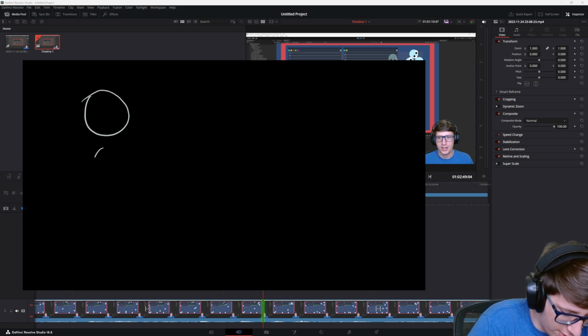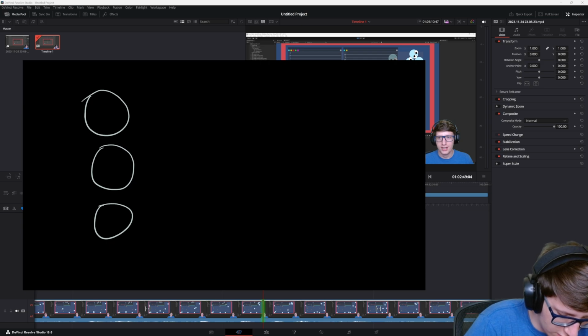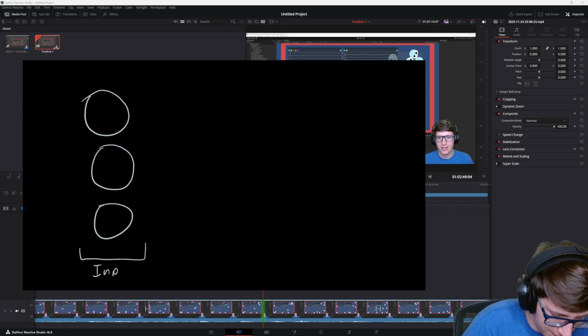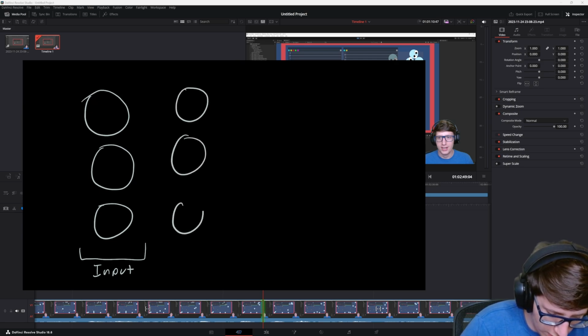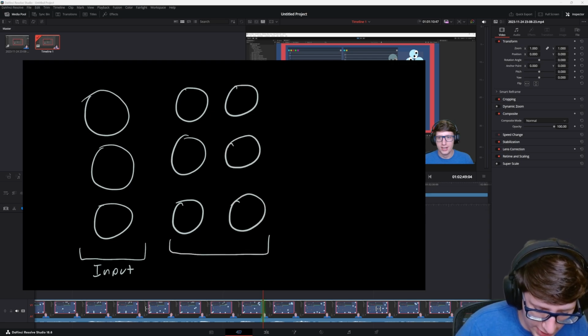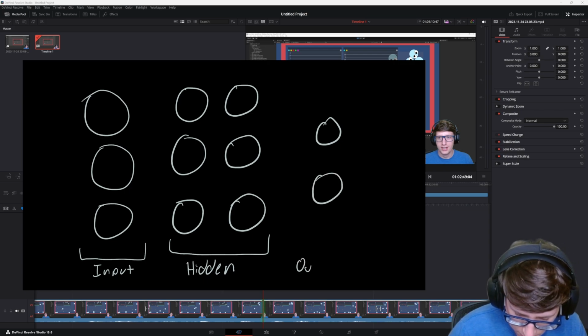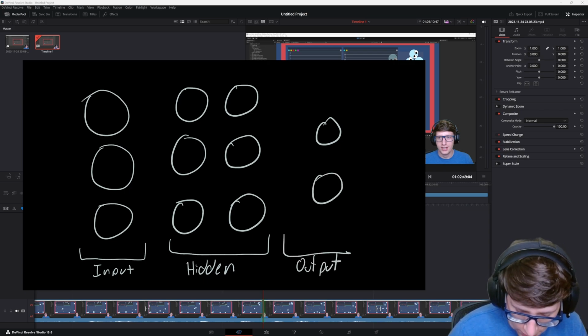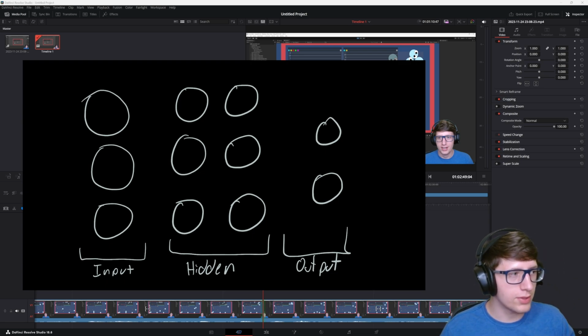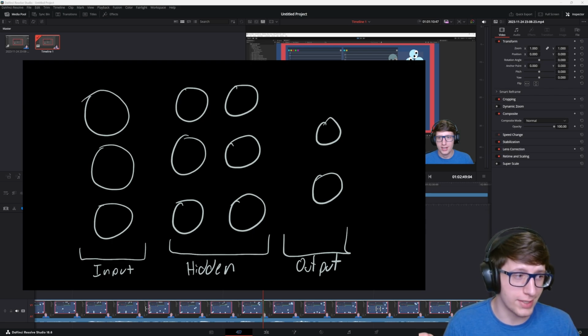Let's say we have our 3 inputs. So this is the input layer. And then we have a hidden layer, and you can have many hidden layers. And then you have output. So these are neurons, but really what they are is they are just mathematical operations, almost basically multiplication and then what's called a sigmoid function.